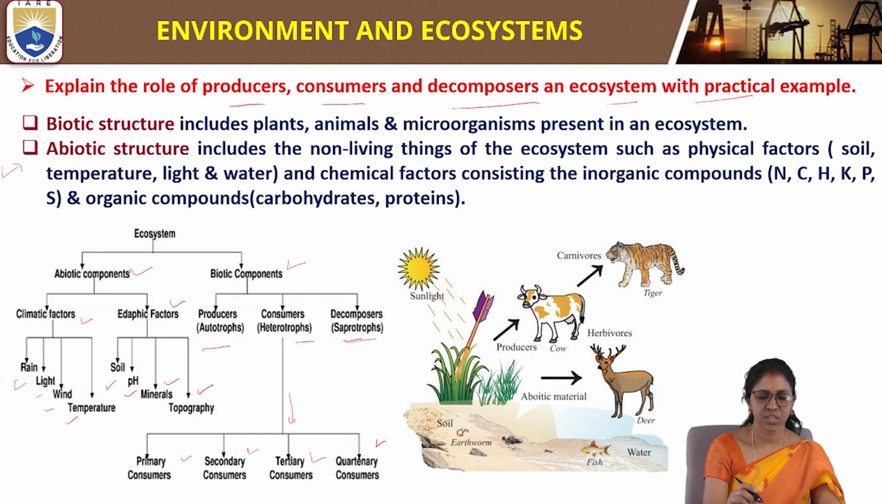Abiotic components include the non-living things of an ecosystem, such as physical factors like soil, temperature, light and water, and chemical factors consisting of inorganic compounds like nitrogen, carbon, hydrogen, oxygen and sulfur, and organic compounds like carbohydrates and proteins. These abiotic components are non-living, and biotic components include living components like plants, animals and microorganisms present in the ecosystem.